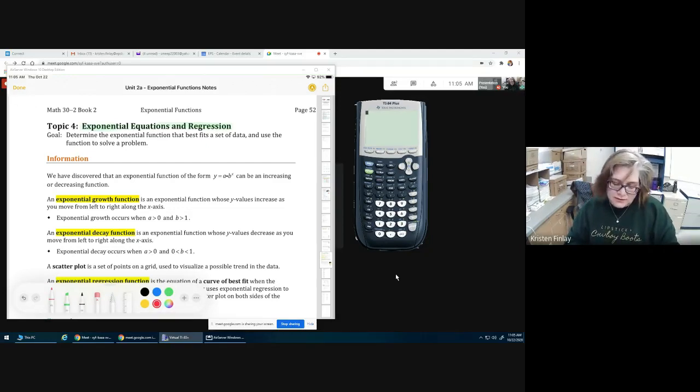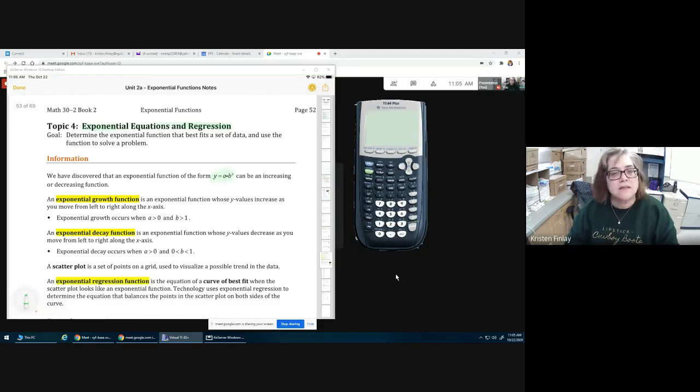We've discovered that an exponential function of the form y equals a times b to the x can be an increasing or decreasing function. We know that. An exponential growth function is an exponential function whose y values increase as you move from left to right across the x-axis, and it occurs when b is greater than 1. An exponential decay function is an exponential function whose y values decrease, and that's when b is between 0 and 1.